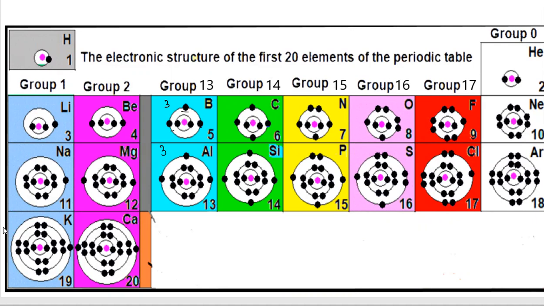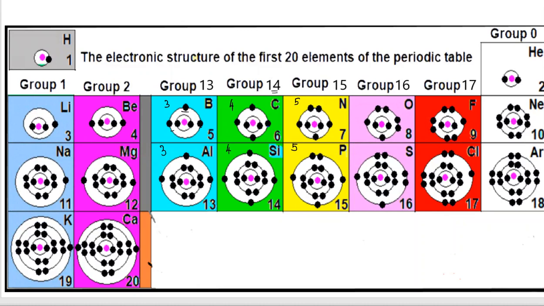Now carbon, the number of electrons in the outermost shell is 4. Silicon, the number of electrons in the outermost shell is 4. They belong to the 14th group. Nitrogen, the number of electrons in the outermost shell is 5. Phosphorus also, the number of electrons in the outermost shell is 5. They belong to the 15th group.